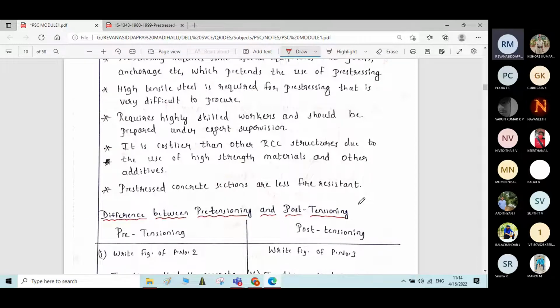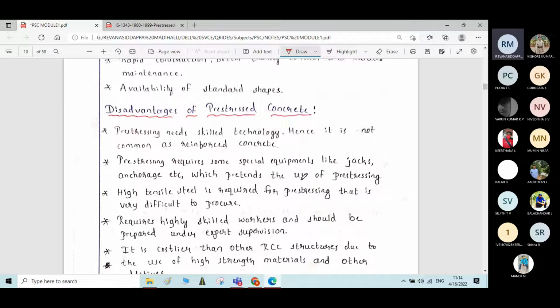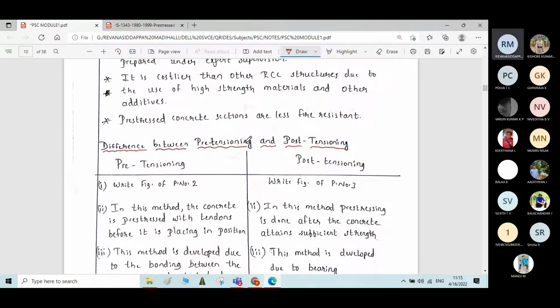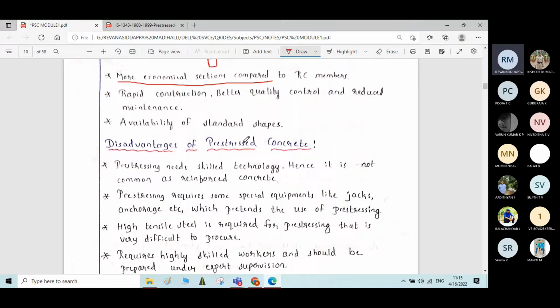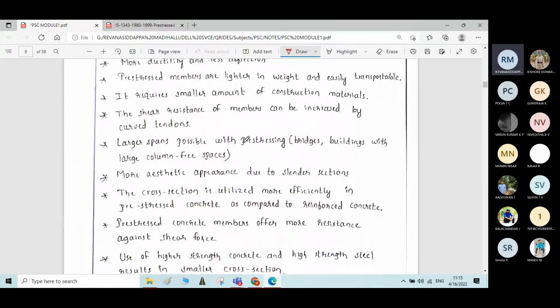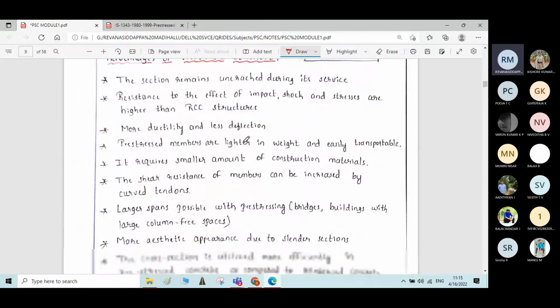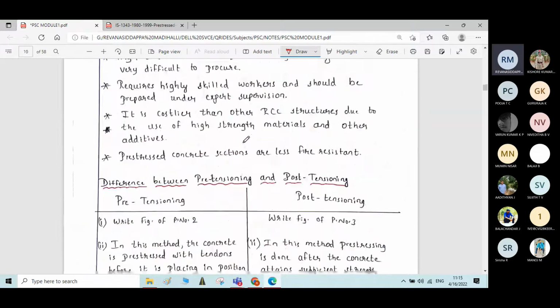Then coming to the last disadvantage, with respect to fire resistance. When you compare the fire resistance of PSC and RCC, the fire resistance of PSC elements is less compared to RCC elements. That is also one of the disadvantages of prestressed concrete. I hope you all understood all these points on the advantages and disadvantages of PSC.